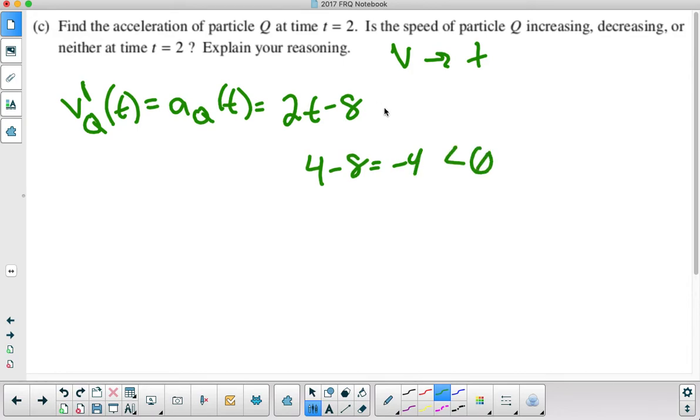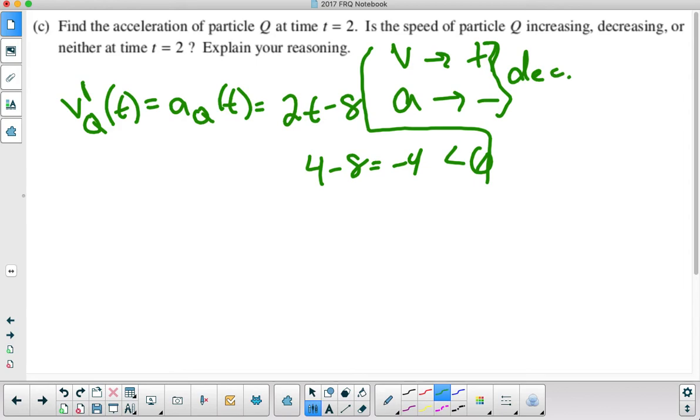So we know that the acceleration was negative. So since these signs are not matching, we know that it's decreasing. They're not the same. One's positive, one's negative. So if they're different, then that means the speed is decreasing. If they were the same, both positive or both negative, then that means it would be increasing.